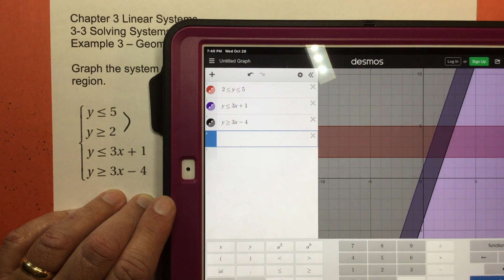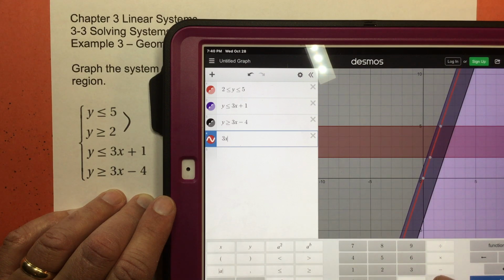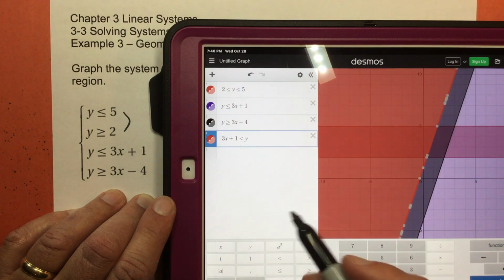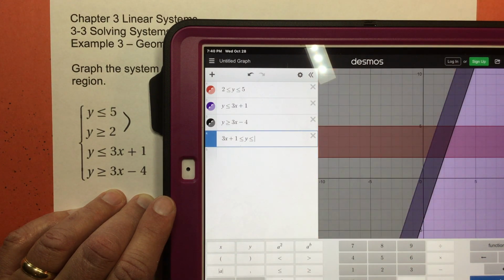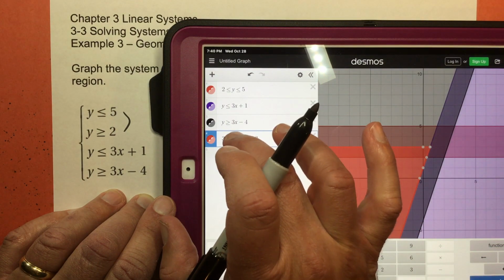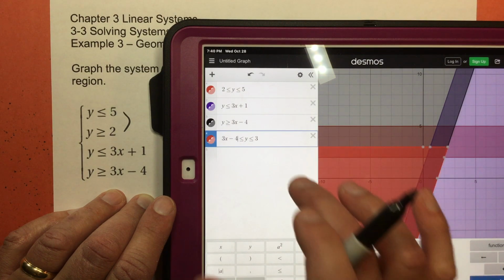You can do 3x plus 1 is less than or equal to y. So I turn that purple one around, which is less than or equal to 3x. Actually, I think I did it backwards. Yeah, I'm sorry. I did the wrong one. Minus 4.